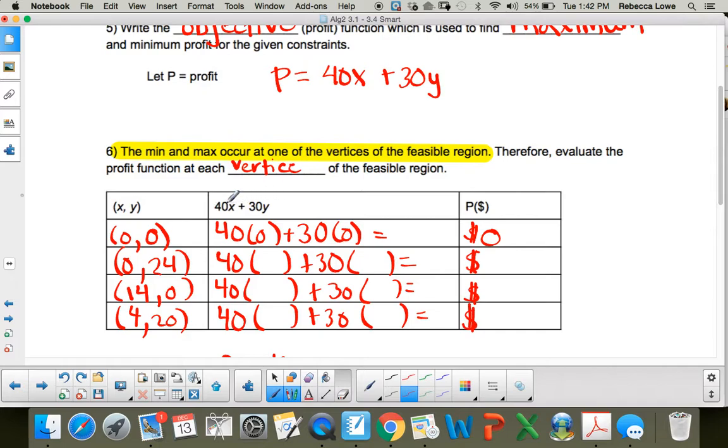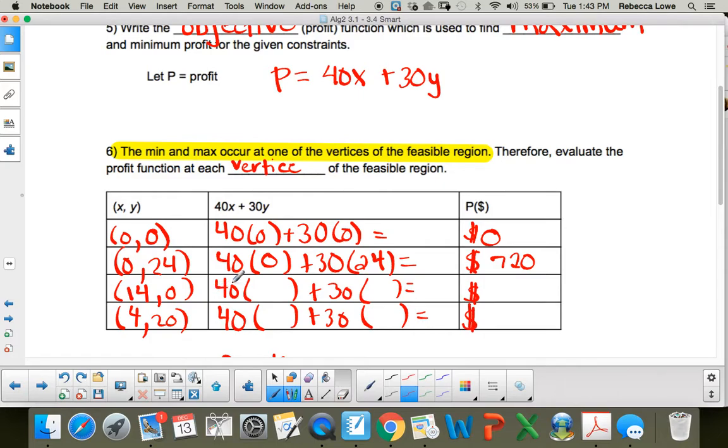So you can see here's the profit function. I plug in 0, 0, and my output is 0. And then I'm going to plug in 0, 24, and I'm going to see what the profit would be if I made 0 downhill and 24 cross-country skis. So you put in 0 here, and you put in 24 here. 30 times 24 is $720. It's a pretty good profit.